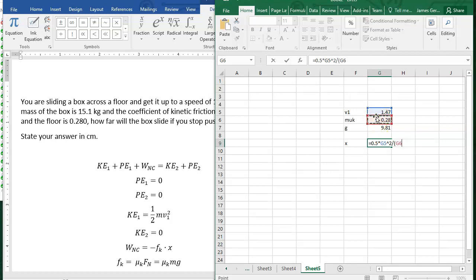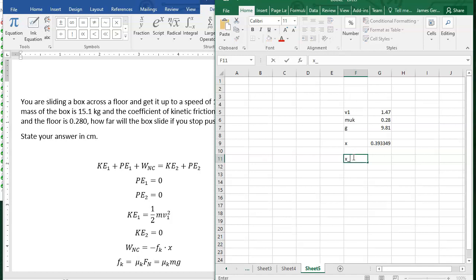Now, you can see here what I've done is I've taken the denominator and put it in parentheses. Sometimes the easiest way to make sure you're doing the math right is to put the numerator in parentheses and the denominator in parentheses. That way you don't mess up and actually do things incorrectly. And here we go, 0.3933 meters. And it says state your answer in centimeters.